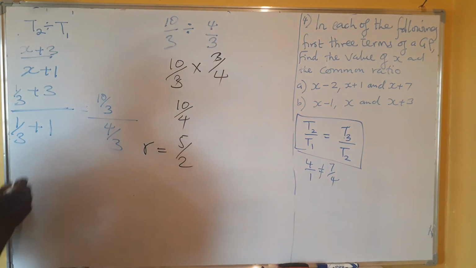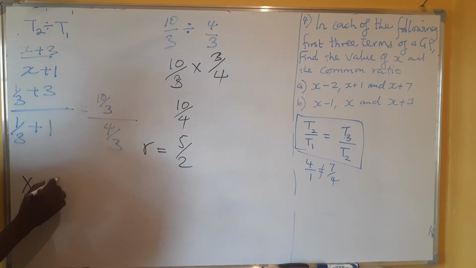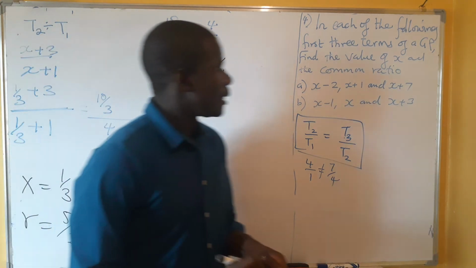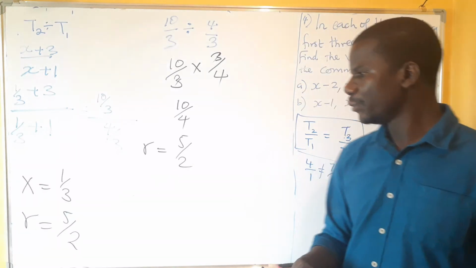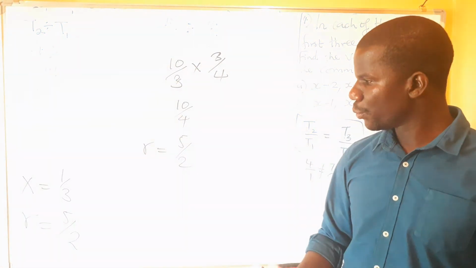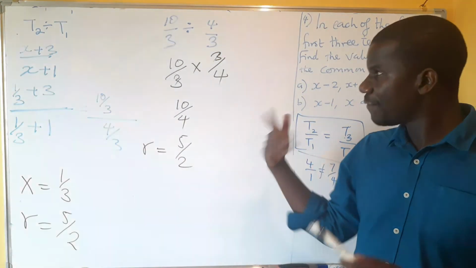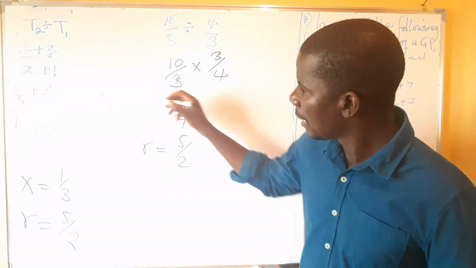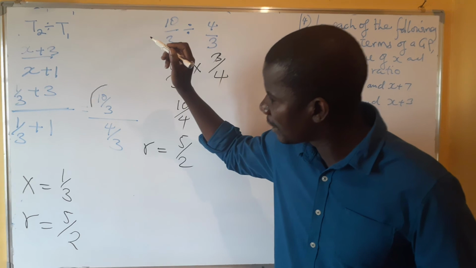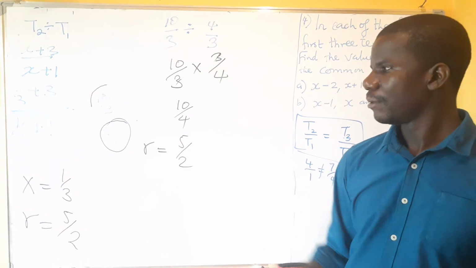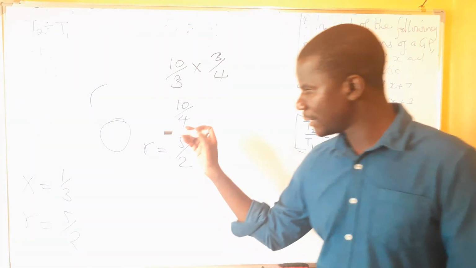So take note, the value of our x is 1 over 3, and our R, which is the common ratio, is 5 over 2. So if now you want to find the actual terms, you just need to replace those, okay? Now you have our common ratio, and you know what our first term is. If you want to know exactly what our first term is, I think we worked it out as this. Which one was our first term? I think this one, if I'm not mistaken. Yes, this one. So this is our first term.